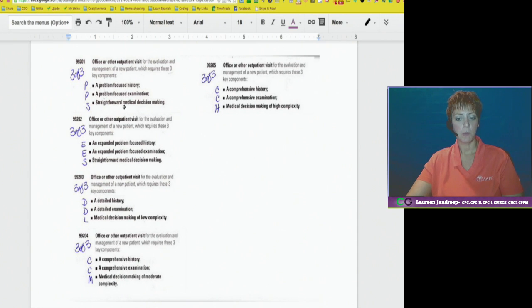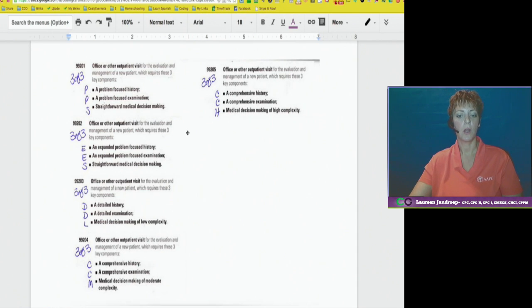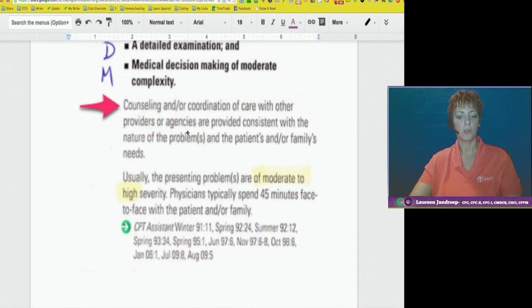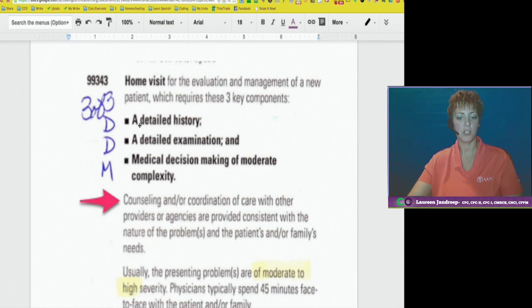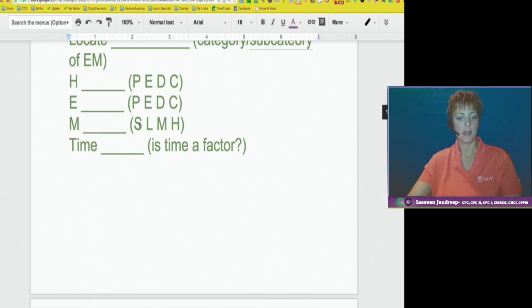And then the last bullet, for medical decision making, always S for straightforward comes first. Now you'll notice with this one, the S shows up on the level 1 and the level 2. And then it goes low, moderate, high. Okay, so you need to kind of understand that hierarchy. So PEDC, or SLMH. And so when you're reading a scenario, you're trying to pull out that information so that you can add it on these lines.